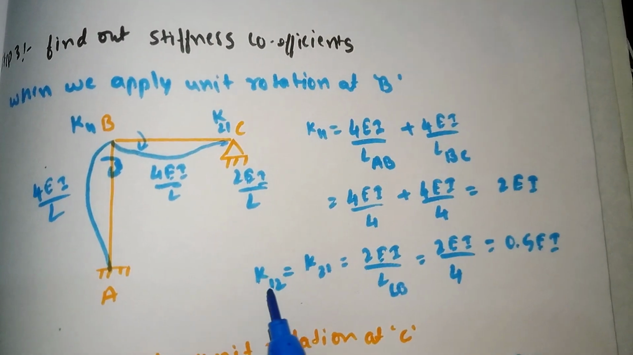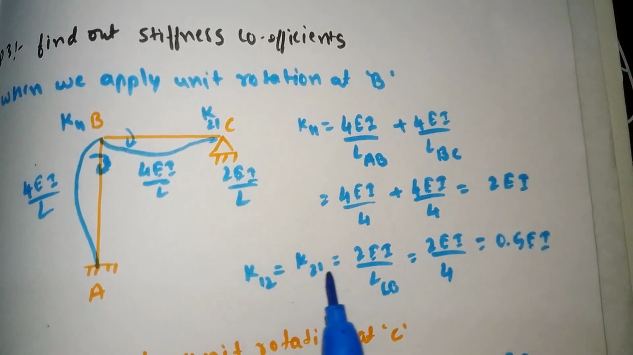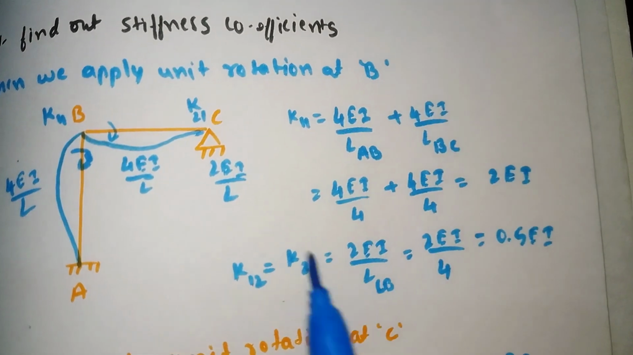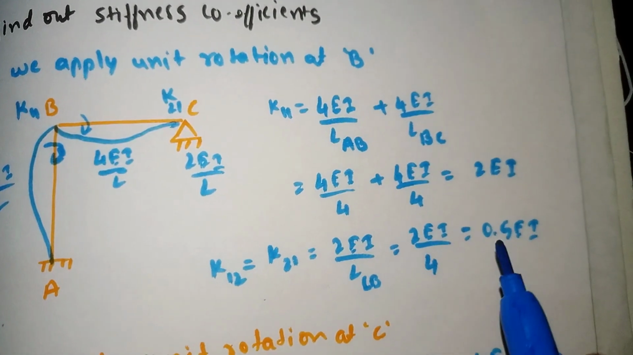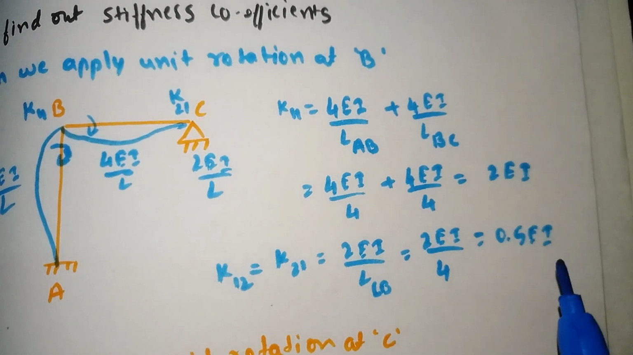Substituting that value, it will come out as 2EI. And similarly our K21 is equal to 2EI divided by the length of CB. The length of CB is 4. Substituting that value and simplifying, it will come out as 0.5 EI.